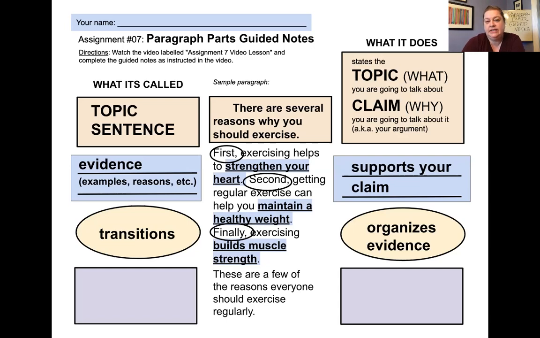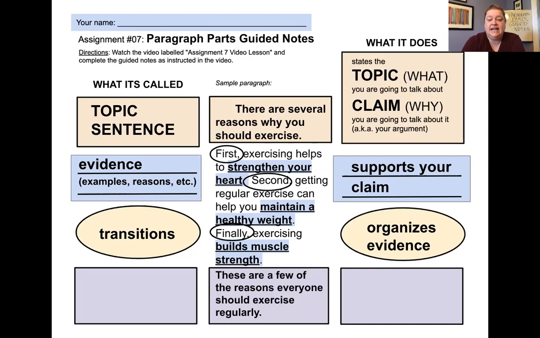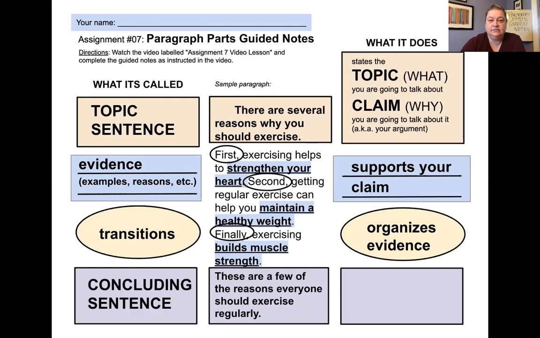But there's one last thing we need to do, and that is we need to let the reader know that the paragraph is over. Okay, a lot of people will say, well, this is just a repetitive step in the process. Maybe, but remember, your paragraph is a conversation. You're talking to a reader, and the reader needs to know when you're done. So highlight that last sentence. These are a few of the reasons everyone should exercise regularly. That is your concluding sentence.